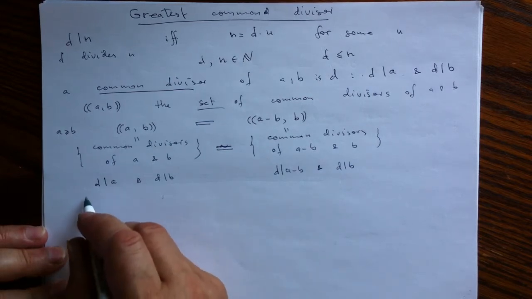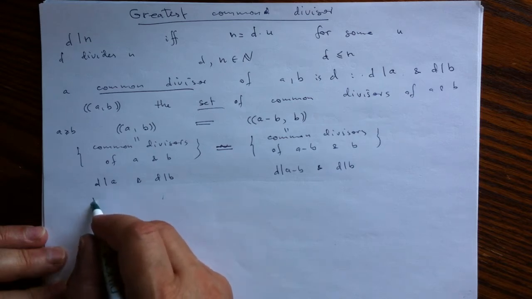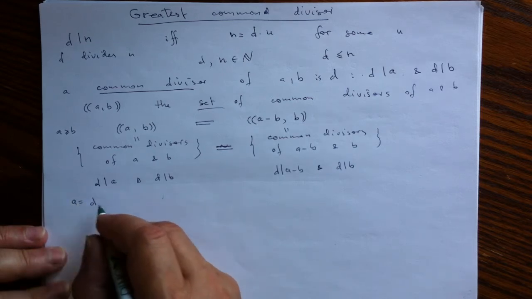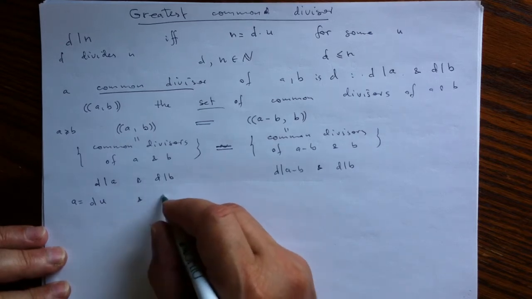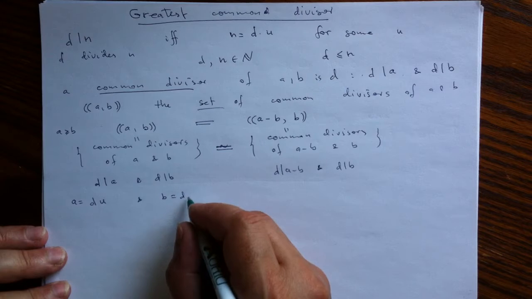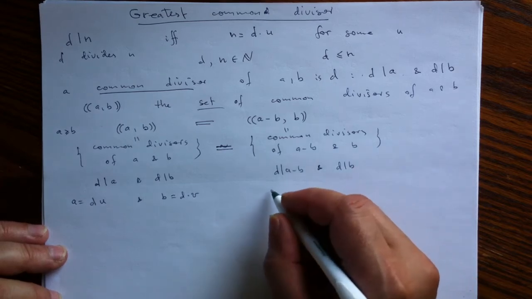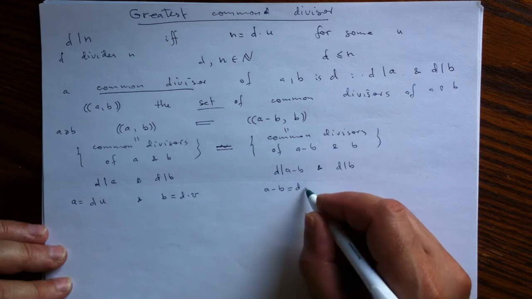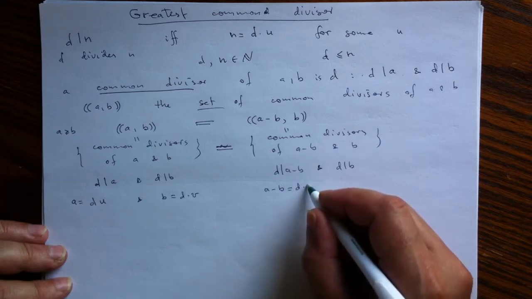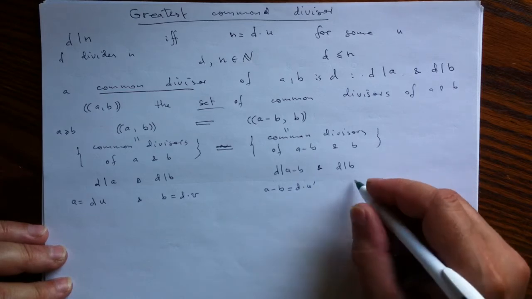It would be good to spell these conditions out more. Just write them in equation form. So a is equal to d times something, and at the same time b is equal to d times something else. Those are these two division statements written in equational form. On this side I will have to write a minus b as d times, I will call it u prime, because now I have to really introduce a different letter.